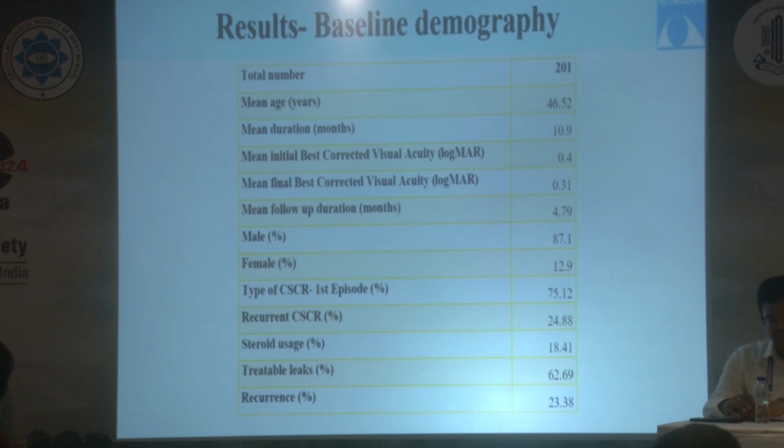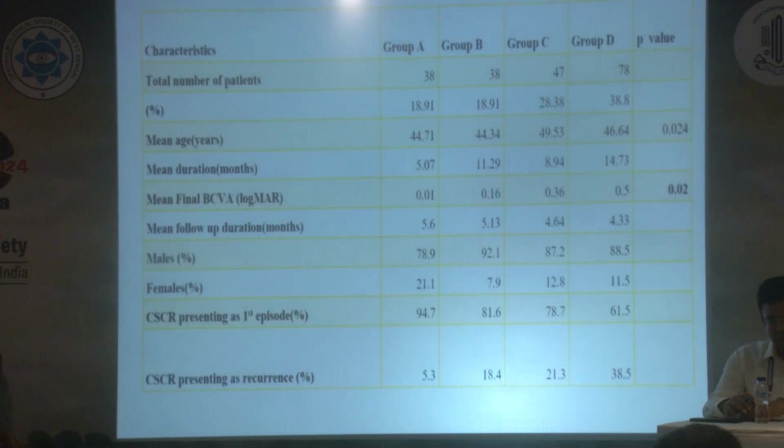201 patients were included. Mean age was 46 years, and there were more males in the study. This is the table showing the distribution across the 4 groups. Significant difference in the mean age was seen across the 4 groups. Significant difference was also seen in the final visual acuity, with the worst visual acuity seen in Group D, the complex pachychoroid group.